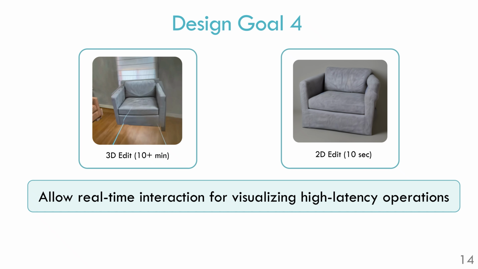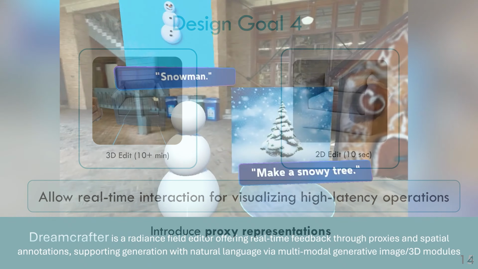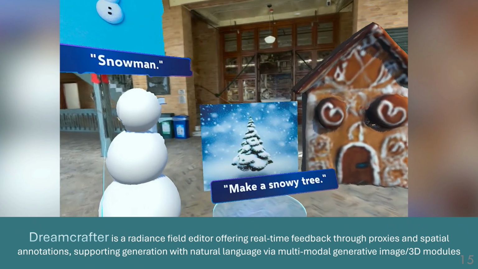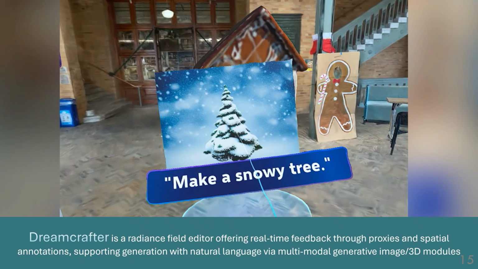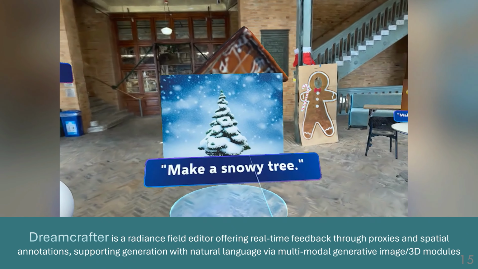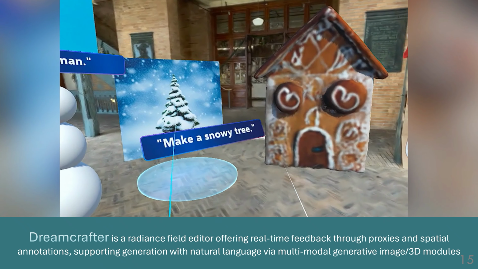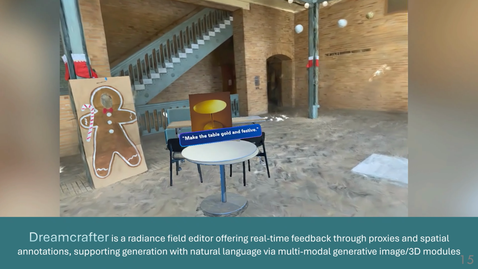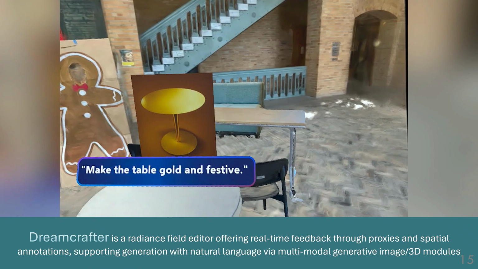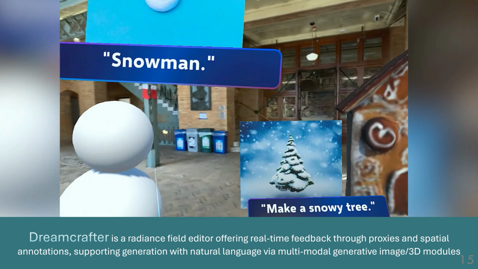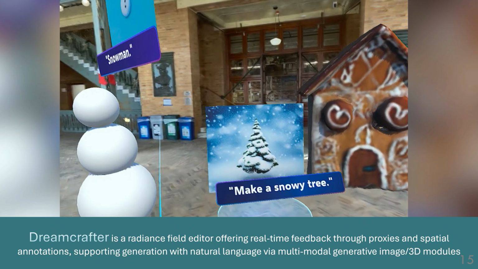Since some operations incur high latency, we introduce proxy representations to support real-time interaction for visualizing the outputs. With Dreamcrafter, we design a 3D editor that supports current radiance field technologies with a design space that supports interactions with high and lower levels of abstraction, generalizable to future 3D representations. Dreamcrafter offers a spatial annotation system that allows users to perform and preview edits to the scene with real-time feedback by interfacing with task-specific modules for 2D and 3D generative tasks.